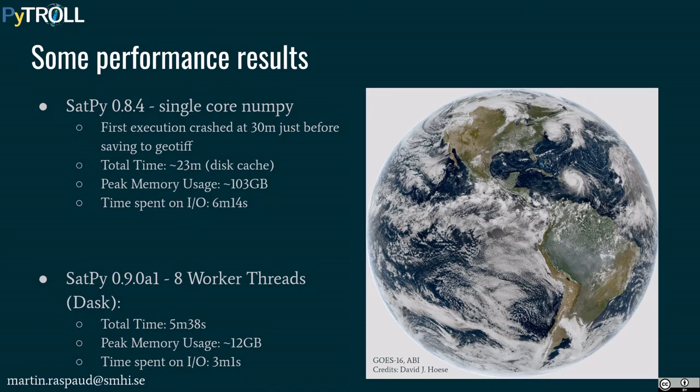After we made the shift to Dask, in Satpy 0.9.0 Alpha 1, we were using 8 worker threads. The total time it took to generate the image was 5 minutes and 38 seconds. The peak memory usage was about 12 gigabytes, and the time spent was 3 minutes and 1 second on I/O.